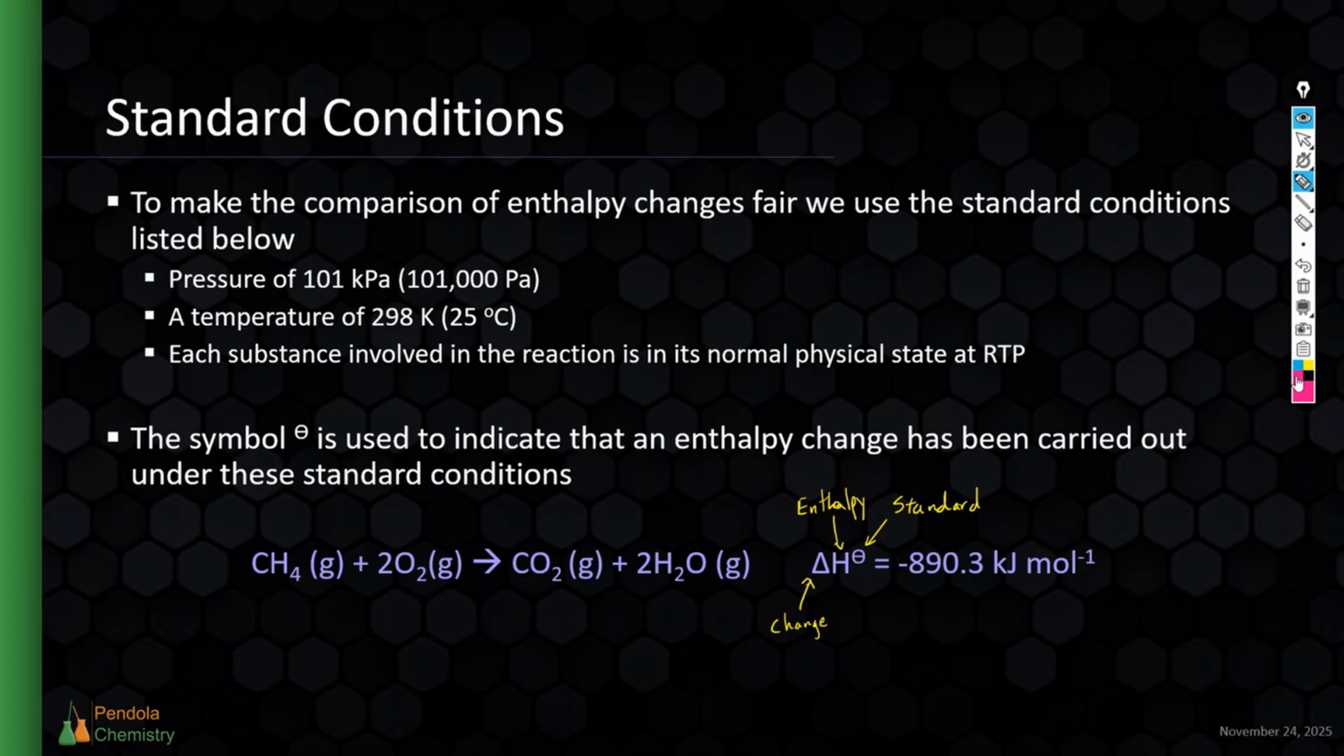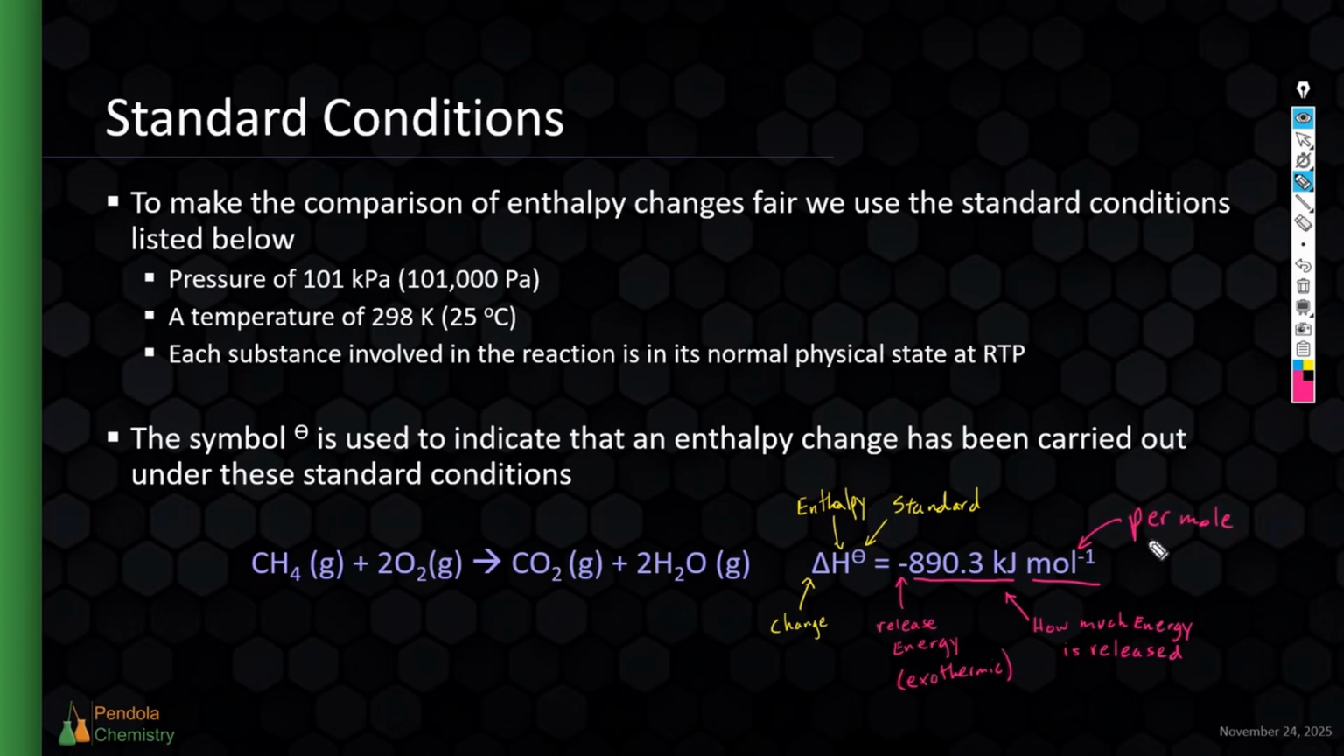And when we read the numerical side, remember that negative means exothermic or releases energy, otherwise known as exothermic, as we saw in the last section. 890.3 kilojoules means that's how much energy is released, because kilojoules is what we measure energy in. And then this is per mole.